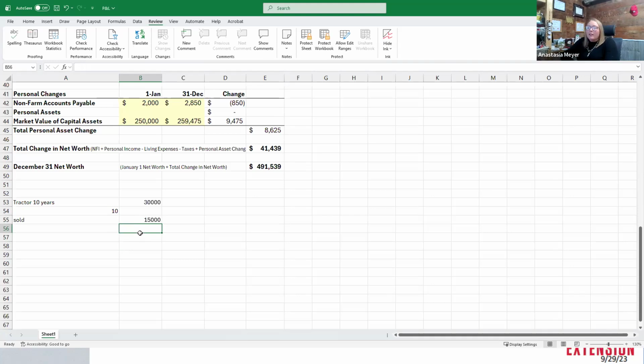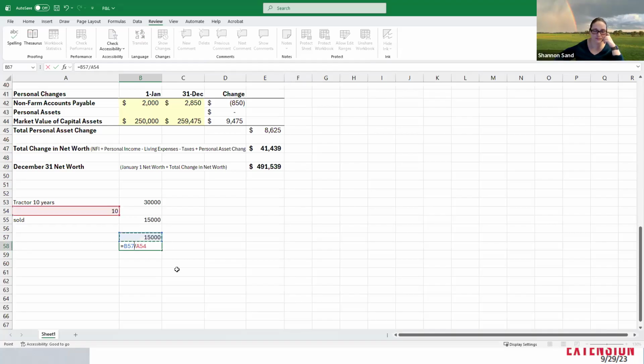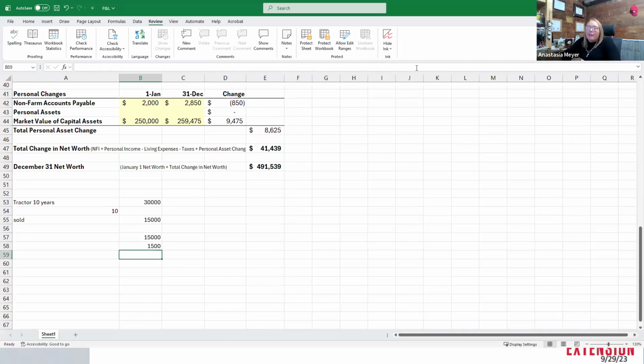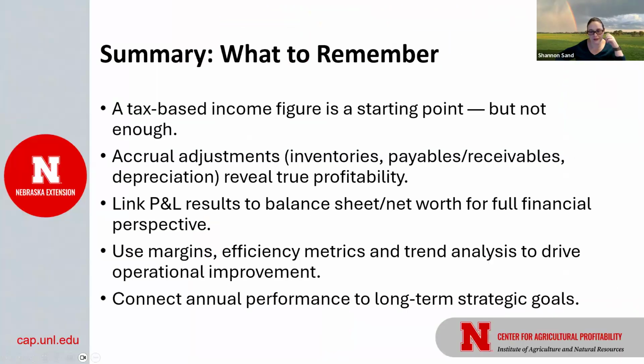A good way to do that is take your $30,000 minus your $15,000. And then you divide that by your years. And so that would be a good way. There we go. So you could just take off $1,500 a year off of your tractor if you did that real depreciation. And a lot of people do this straight line depreciation.